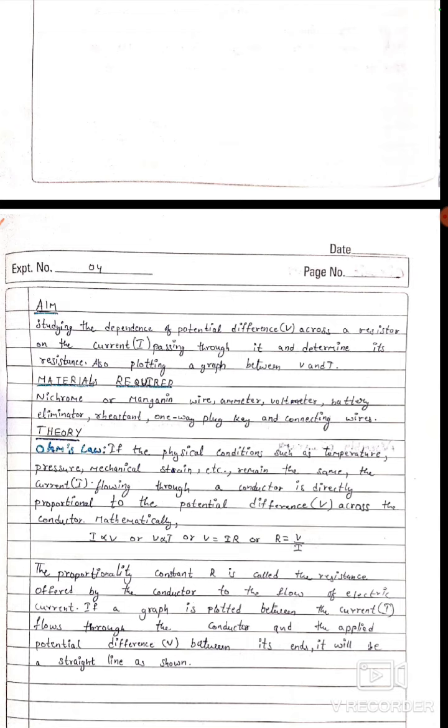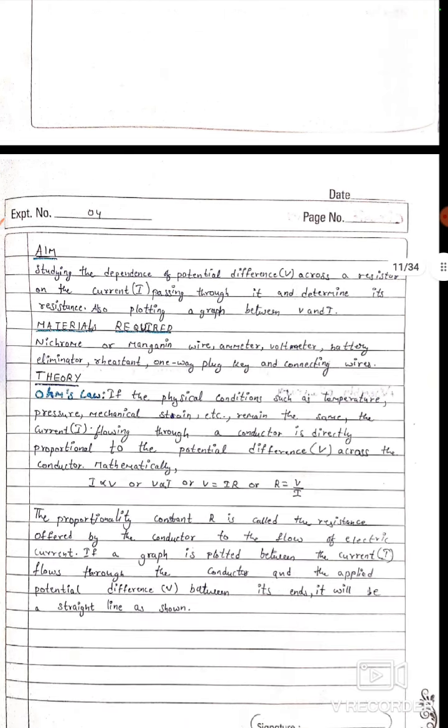Next, the same date should be mentioned with the other date. Not only the same date, dates should be mentioned for the entire record, right? Next, the aim should be mentioned here.